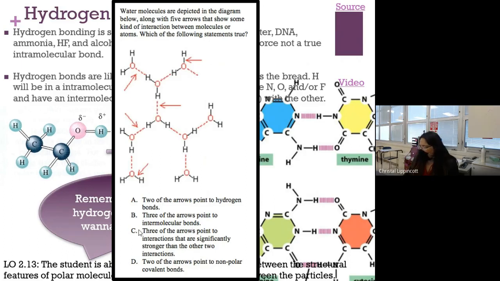Yep, I'll buy that. Three of the arrows point to interactions that are significantly stronger. No, these are significantly weaker. And two of the arrows point to non-polar covalent bonds. These are covalent bonds. They are polar covalent. They are not non-polar covalent. So the correct answer is B.